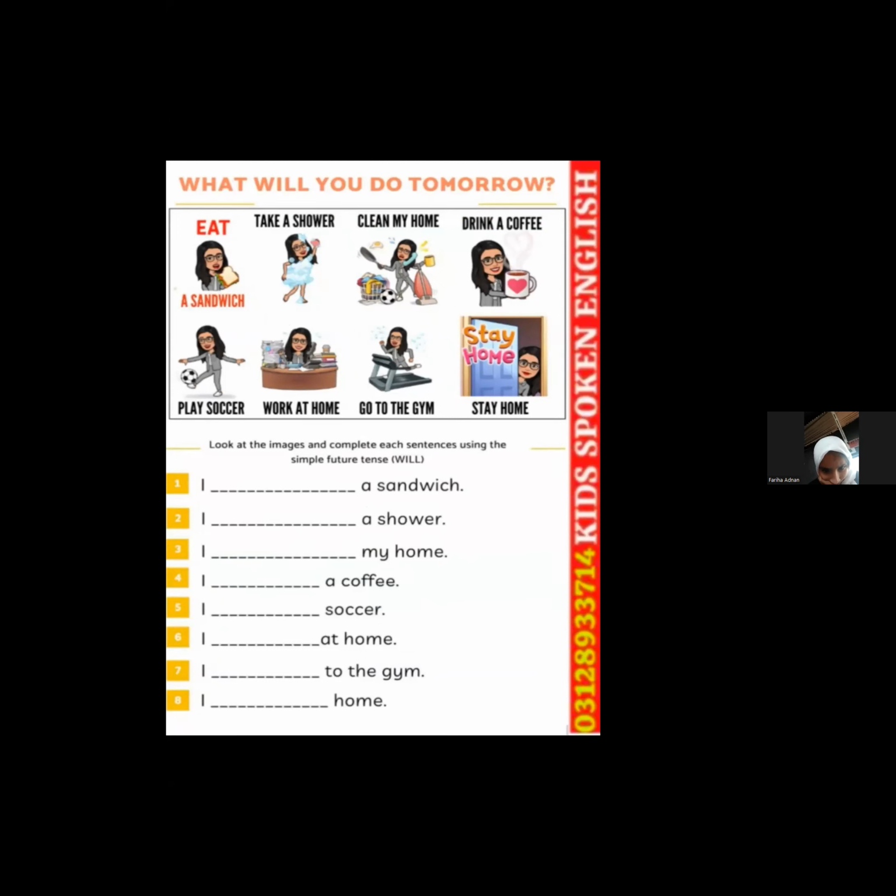Perfect. Really well done. Now it's Iman's turn. Make sentence number eight. I will stay home. I will not stay home. Will I stay home? Perfect, dear. Very well done, dear students. You are doing a great job. Now you are getting so intelligent. Sentence number six was missed, but Shariz had already made that sentence, so I skipped it.